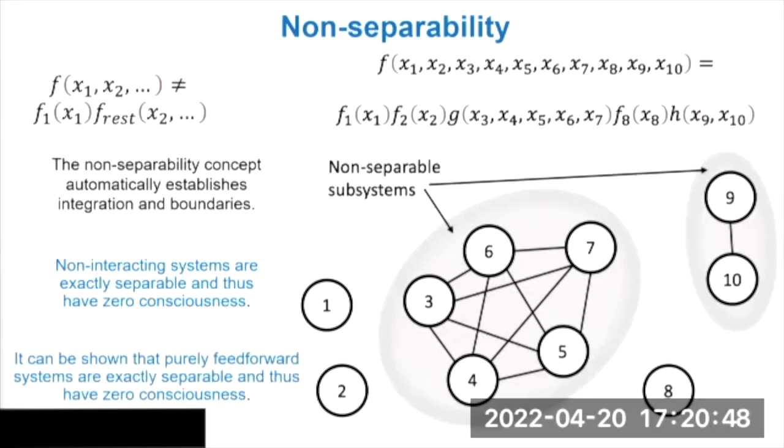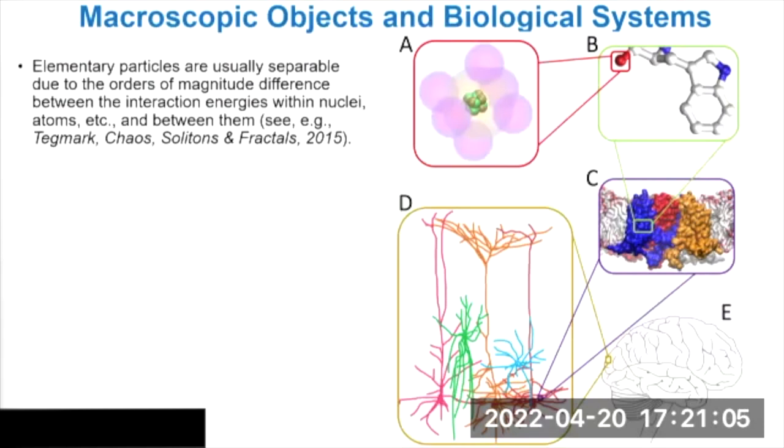There are 2 things that are very easy to show, which again, we don't have time for now, but you can show that non-interacting systems are exactly separable and purely feed-forward systems are exactly separable and thus have 0 consciousness, which is by and large similar to what the IIT says. So just very quickly, let me discuss how this could apply to the real world.